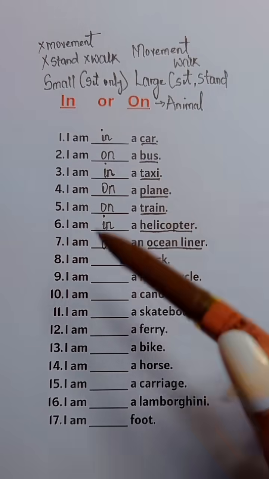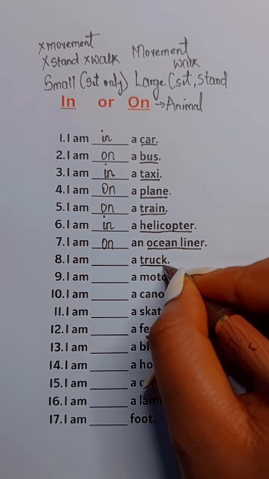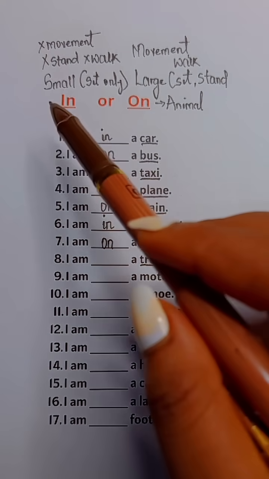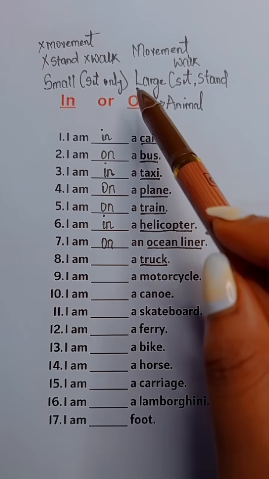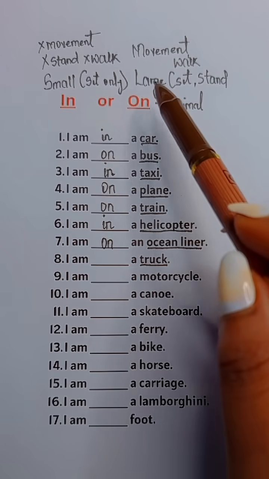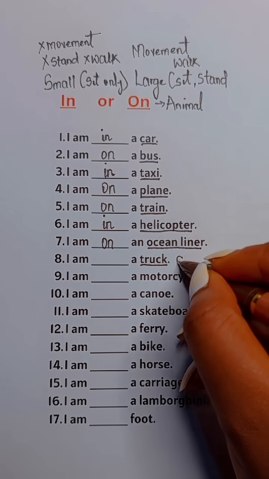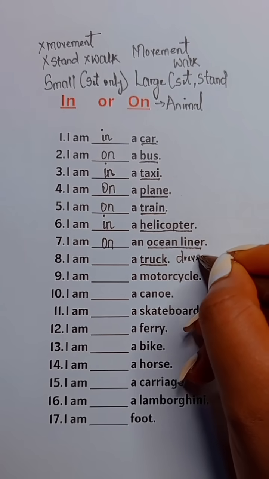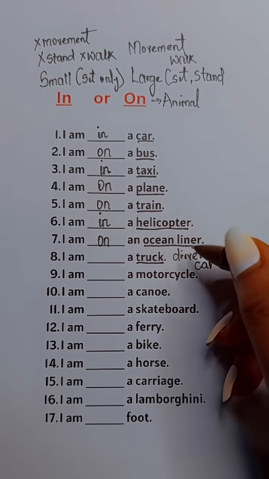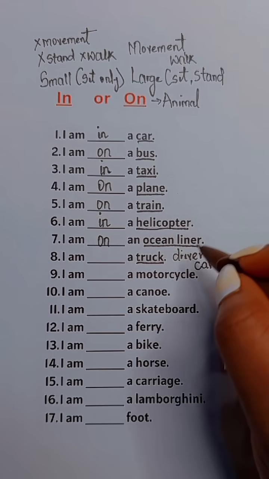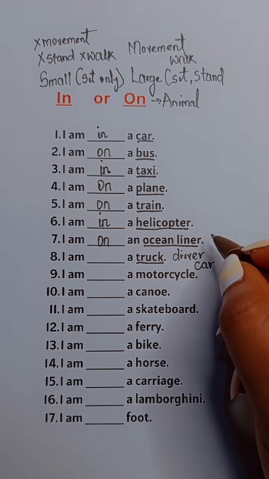In or on? Our mode of transport is truck. A truck. Now, is this a small or a large vehicle? Of course, a truck is a large vehicle, but you can only sit in the driver's side of the truck, okay? The car of the truck, okay? The goods ride in the back of the truck. The goods are in the back of a truck.